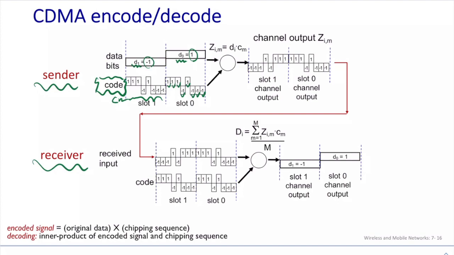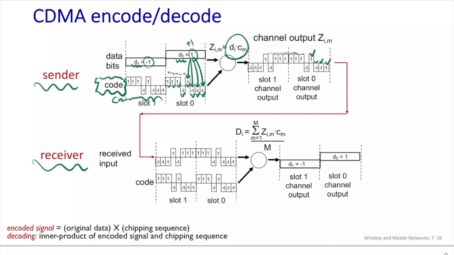So right here, we do multiplication, it's very simple. That is the first bit. The first bit is one, right? One times minus one is minus one. One times minus one is minus one. One times minus one, minus one. One times one, that is one. And so on and so forth.